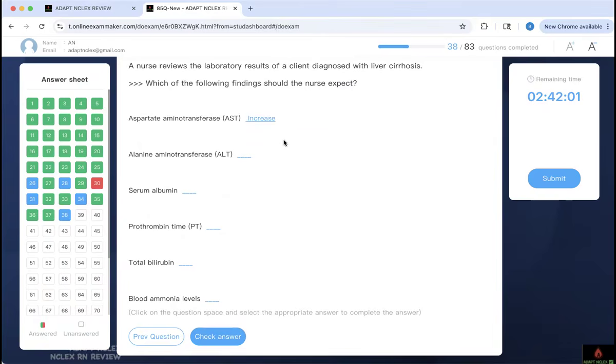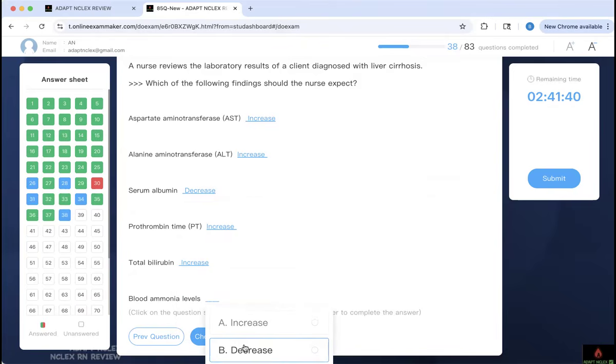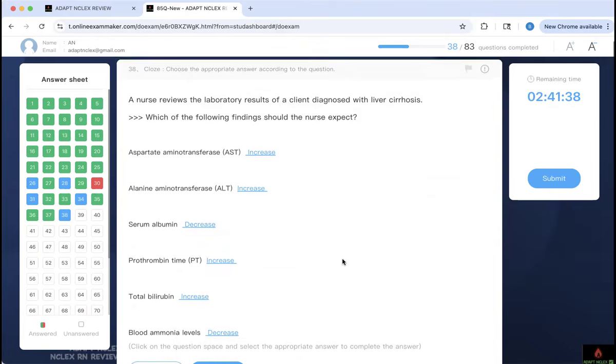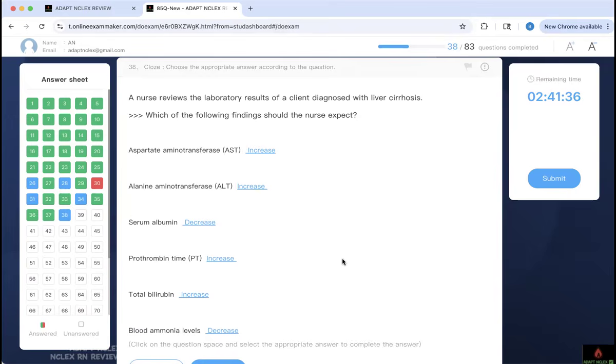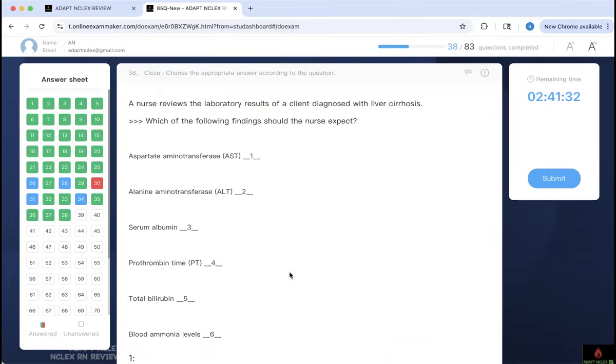AST is supposed to increase. ALT will increase. Albumin is supposed to decrease. Prothrombin time will increase. Total bilirubin will increase. And blood ammonia will increase. These are the lab values you should expect when you're dealing with a patient with what? Cirrhosis or end-stage liver disease.